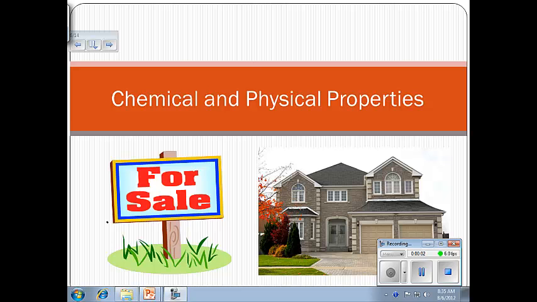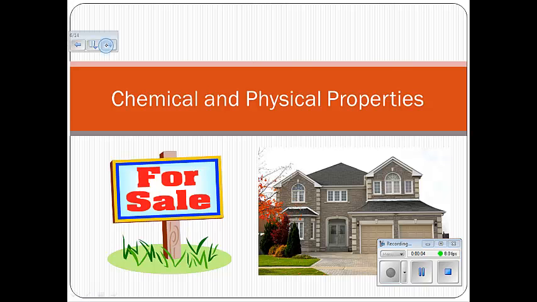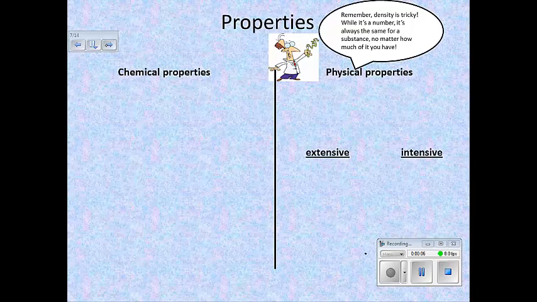Alright, this video is over chemical and physical properties. This is an important chapter because throughout the year you're going to be told certain things about certain chemicals, and you're going to be asked if they are chemical or physical properties, and then you're going to be asked to interpret results based on those properties. So make sure you understand the difference between these two forms of properties.